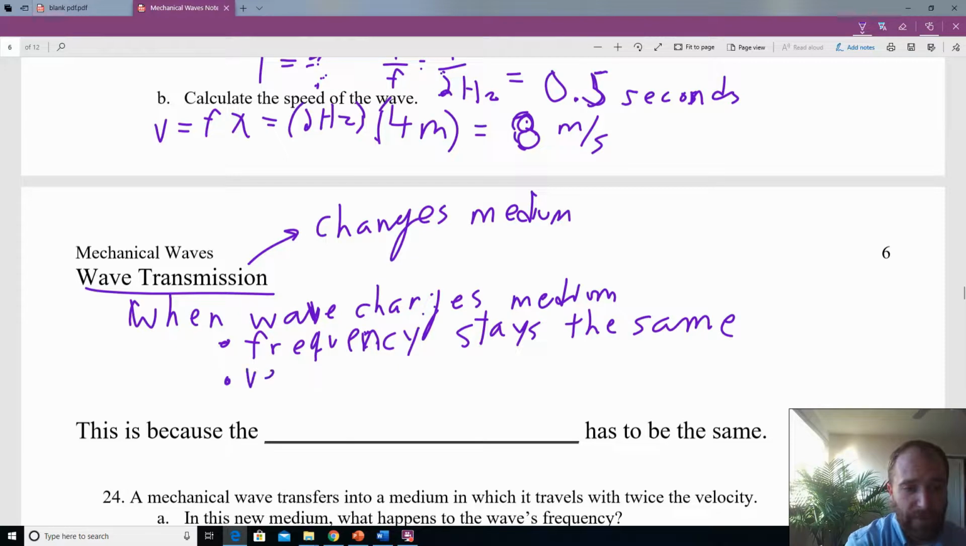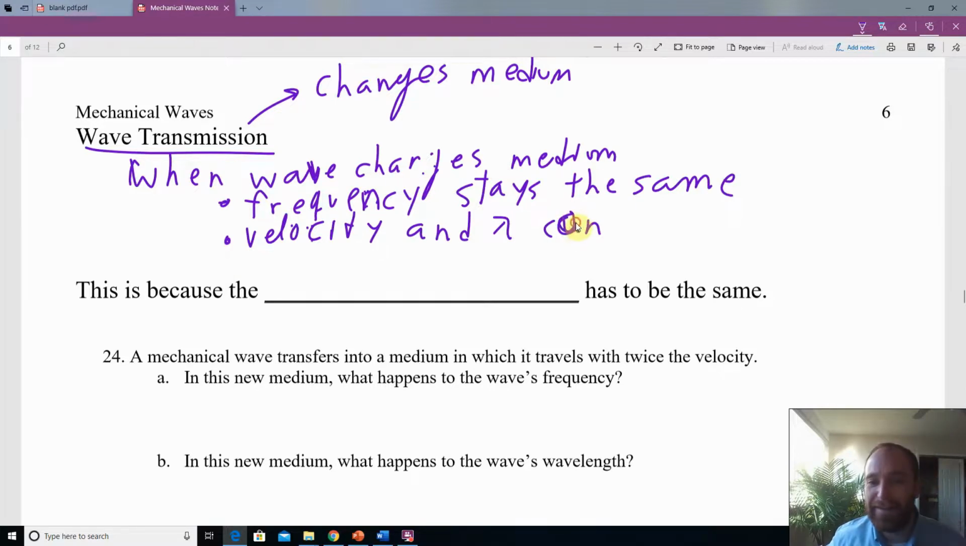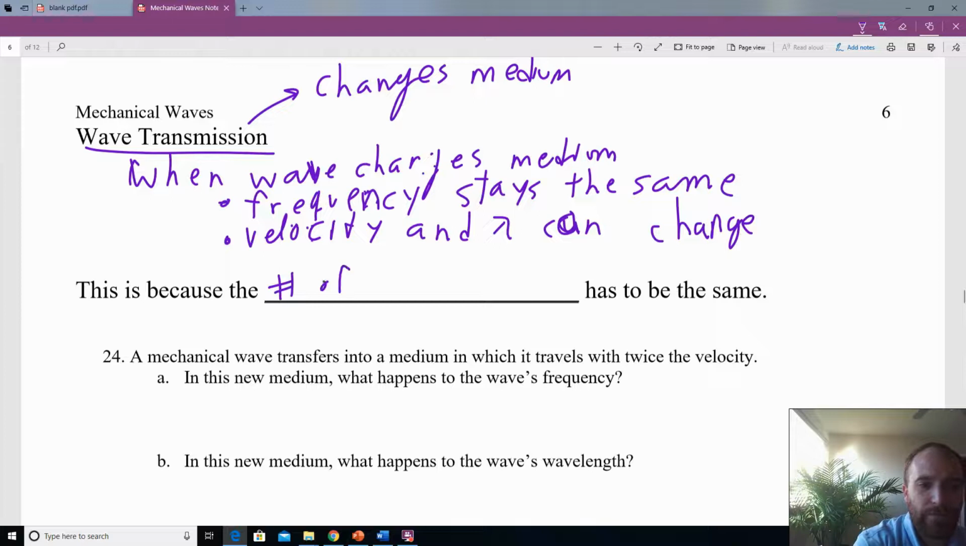But the velocity and the wavelength can change. So the velocity and the wavelength can change though when that happens. And the reason it happens is this. This is because the number of waves has to be the same.